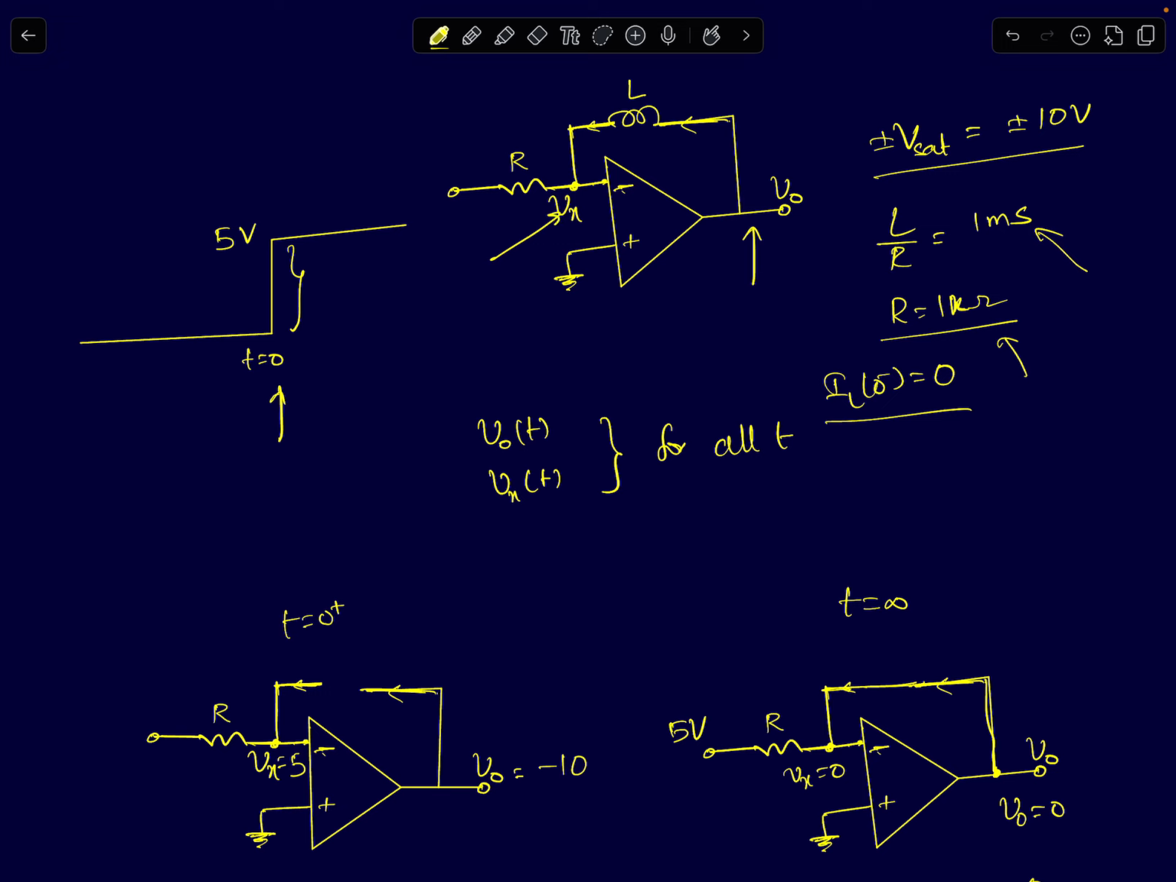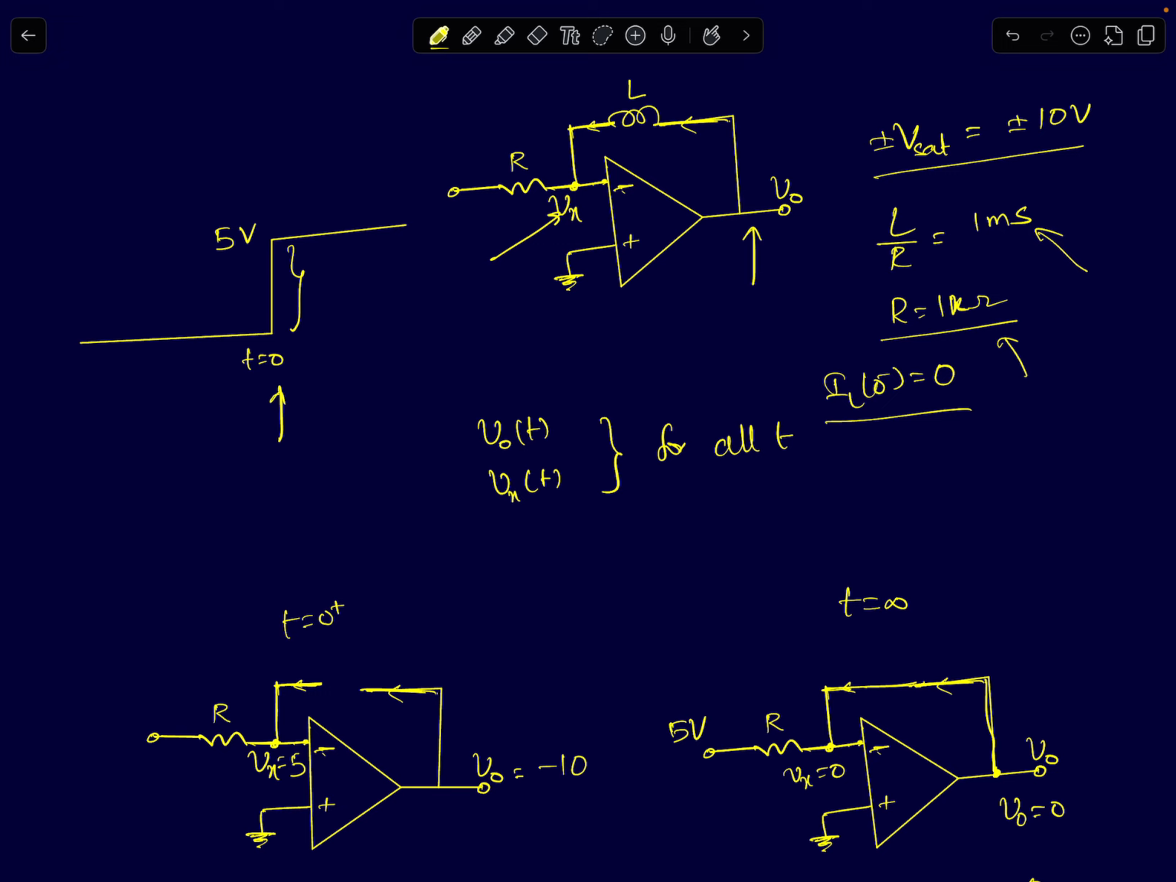the output voltage and the inverting node voltage Vx of t for all time. Now, even before we start analyzing the circuit, we have done enough passive circuits and active circuit analysis to be able to analyze a circuit like this just using intuitions, right? So we'll use intuitions and do a first quick analysis.